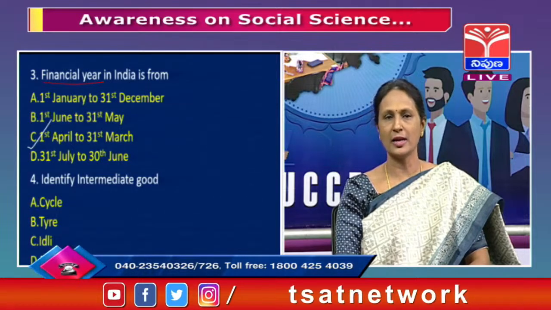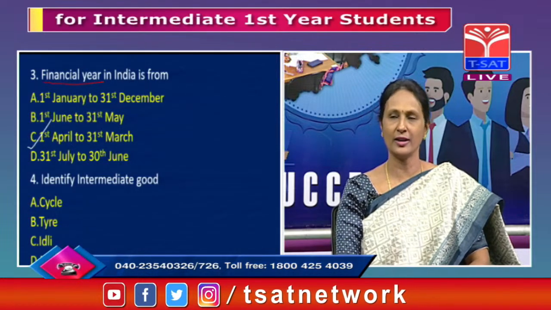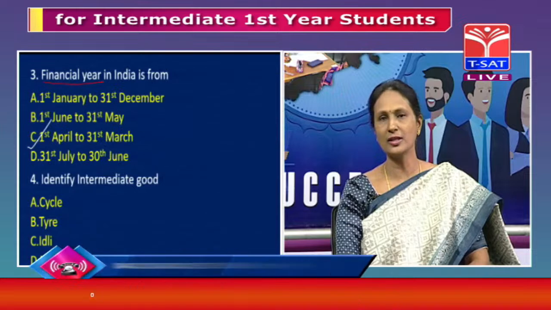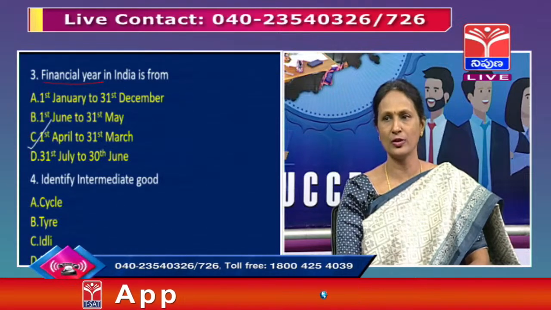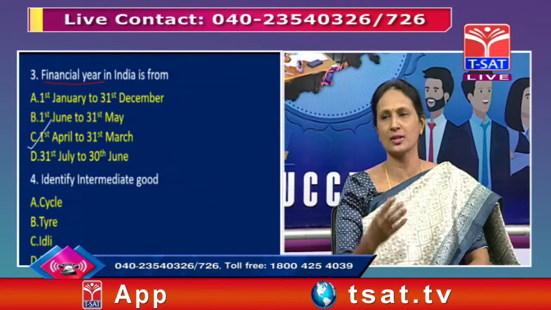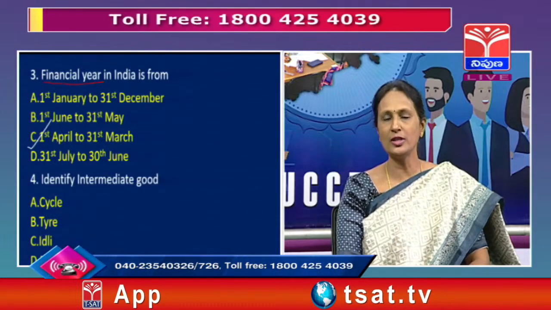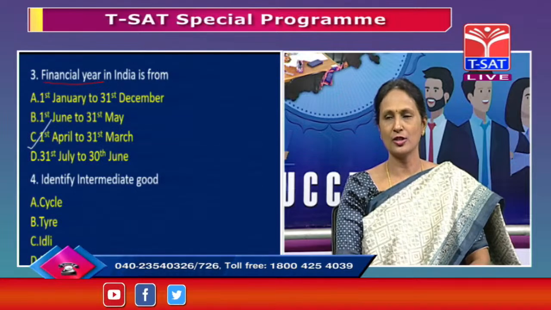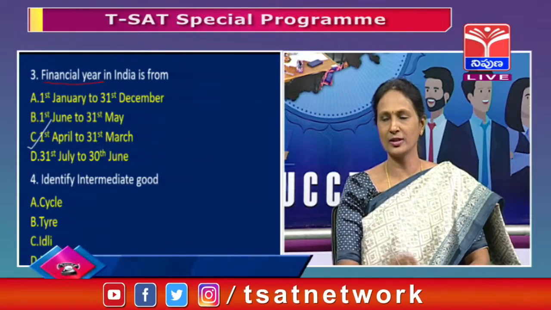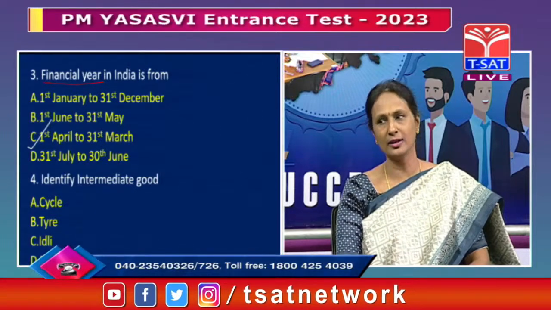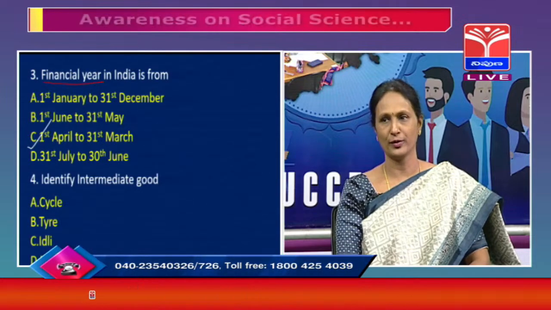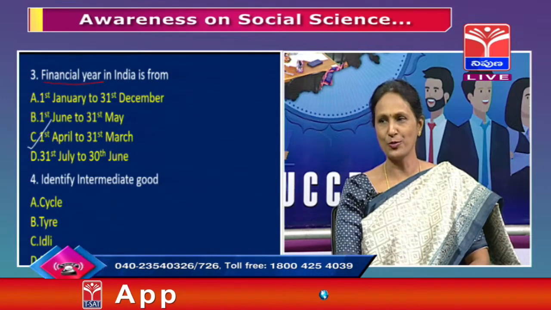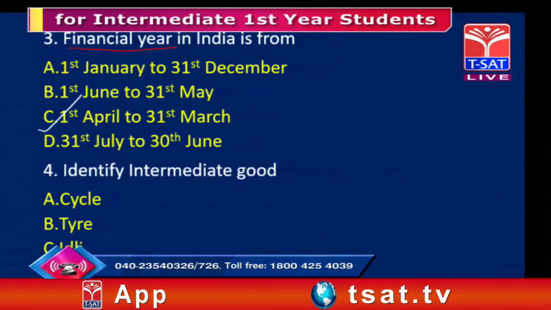Take for example toothpaste. We are consuming it. So that is a consumer good directly. When we consume it, when we take it, when we use it, we consume. So an intermediate good is again used for production. Now in this case, we need to see whether it is the cycle, tire, idli or mobile phone. So the option would be B, the tire.